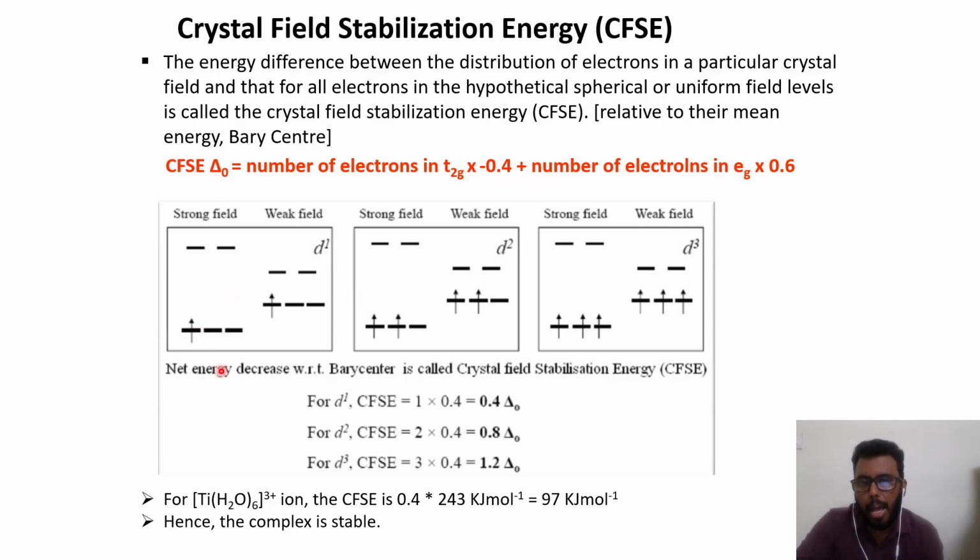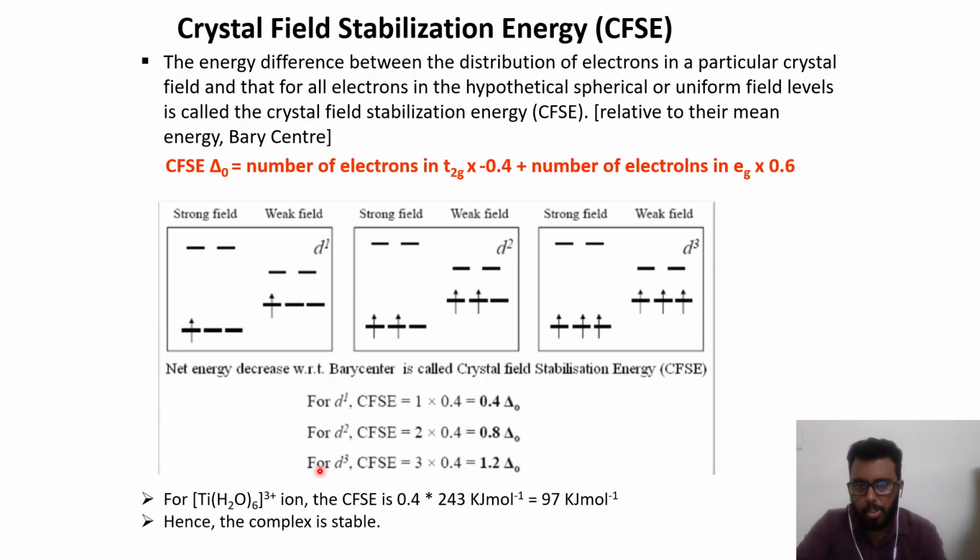For a strong field, the gap between T2g and eg will be more, and in the weak field case it will be small. D1 means only one electron, so just T2g1, even in the weak field case also T2g1. Similarly, the second electron will go to T2g2, but the gap is small. And the third, T2g3. The only difference is a larger gap for strong field and a smaller gap for weak field, whether it is D1, D2, or D3.